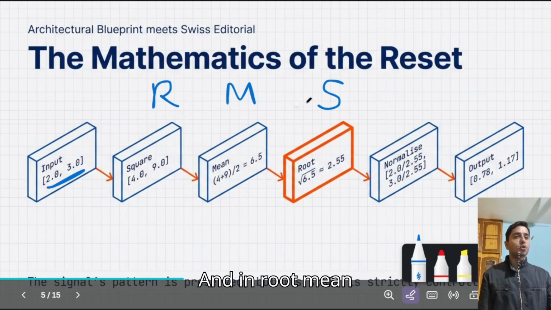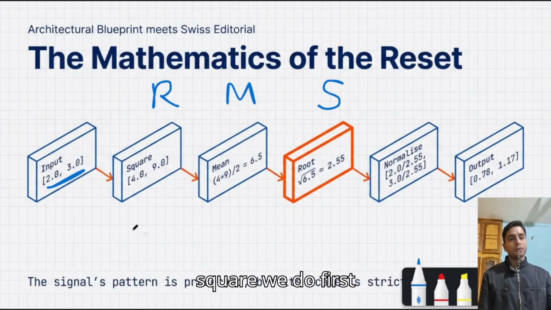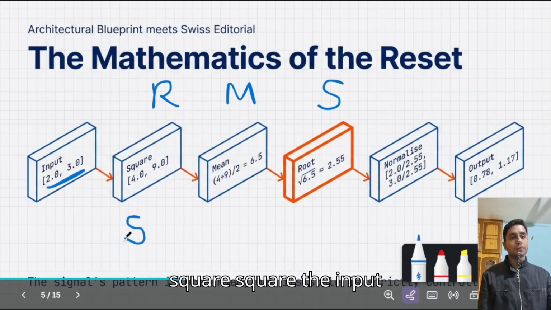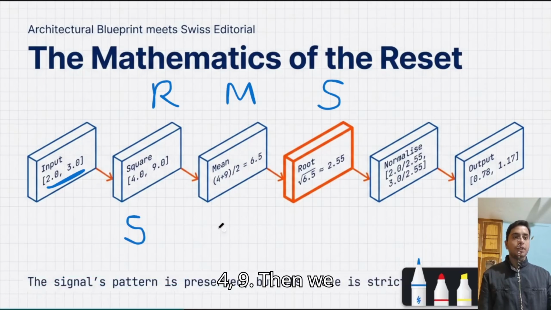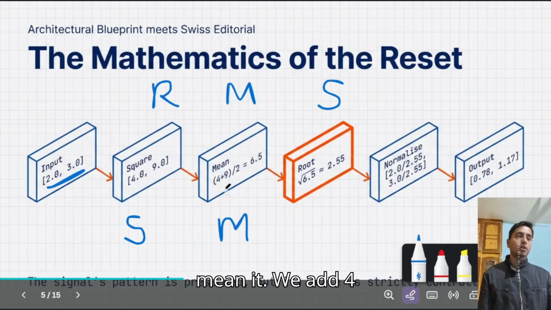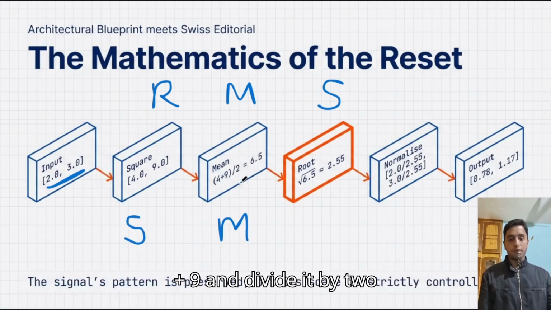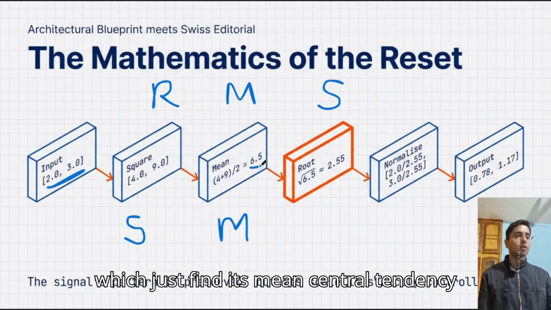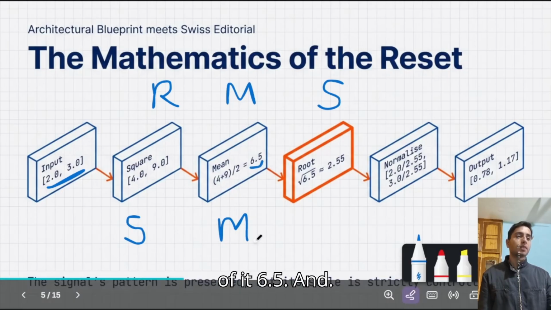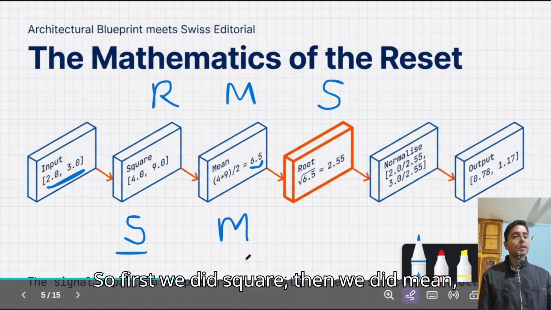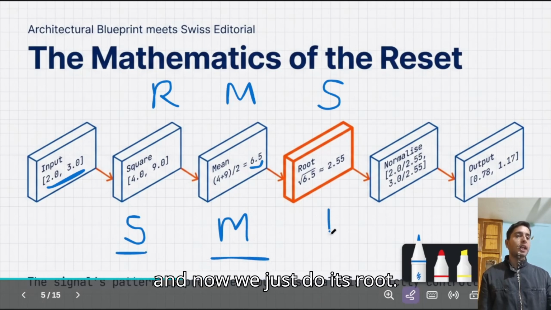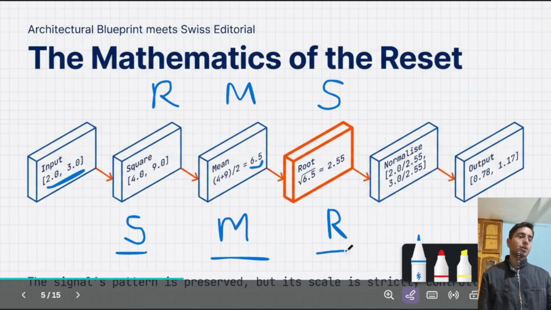And in root mean square, we first square. We square the input, 4 comma 9, then we take the mean. We add 4 plus 9 and divide it by 2. We just find its central tendency, 6.5. So first we did square, then we did mean, and now we just do its root.